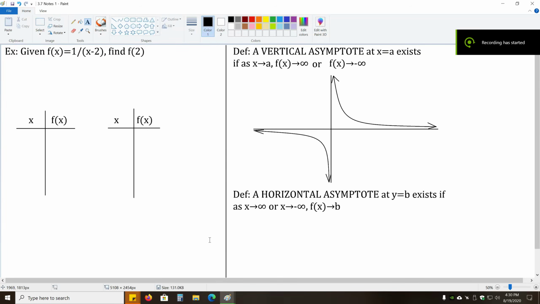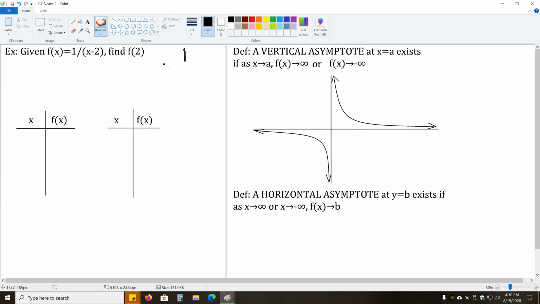So for the following section, we're going to be talking about horizontal asymptotes, vertical asymptotes, and slant asymptotes. To start off with, we're given f of x equals 1 over the quantity of x minus 2, and we want to find f of 2.